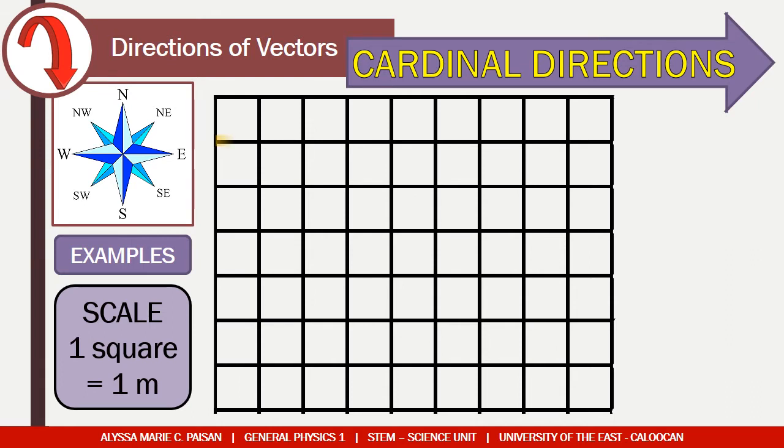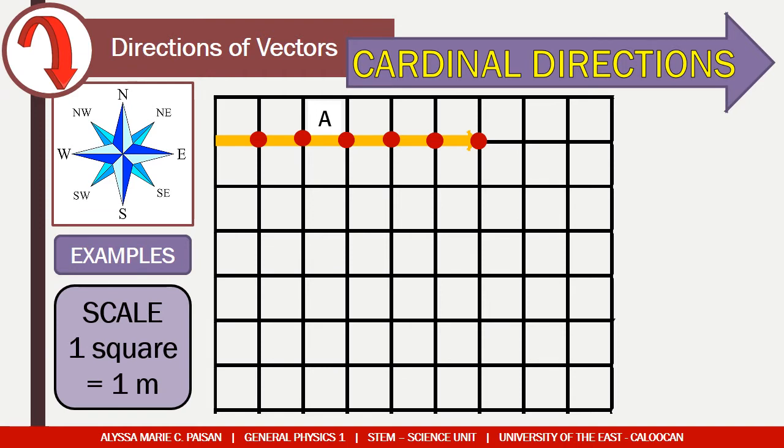First one, let's say that we have this orange arrow that represents vector A. How do we know the magnitude? We're just going to count how many squares vector A covers. Okay? So let's use dots to count each square that vector A covers. It covers 1, 2, 3, 4, 5, 6. Therefore, the magnitude of vector A will be 6 meters.